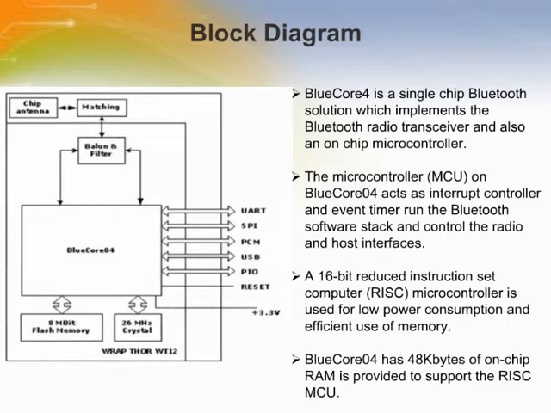The BlueCore 4 is a single-chip Bluetooth solution which implements the Bluetooth radio transceiver and also an on-chip microcontroller. It implements Bluetooth 2.0 plus EDR and can deliver data rates up to 3 megabits per second.